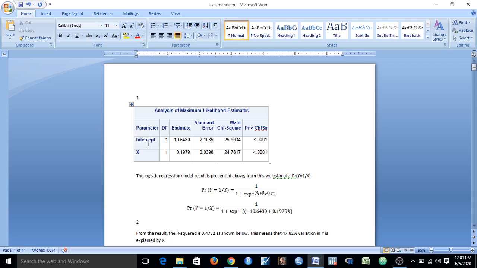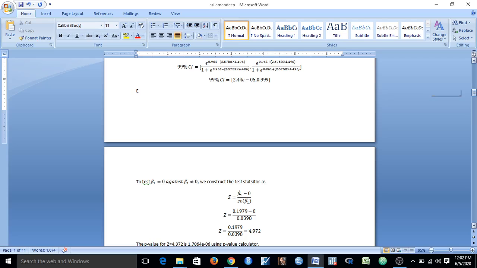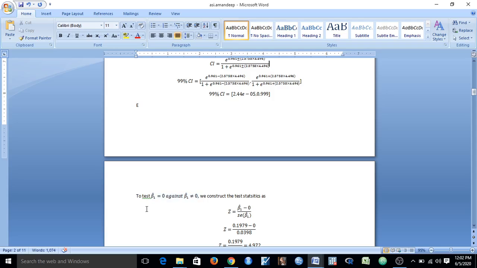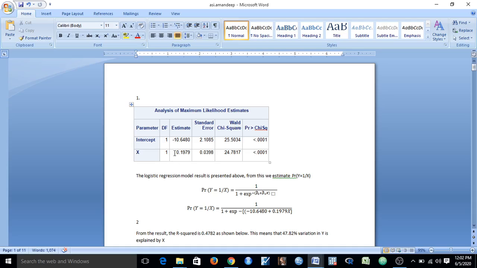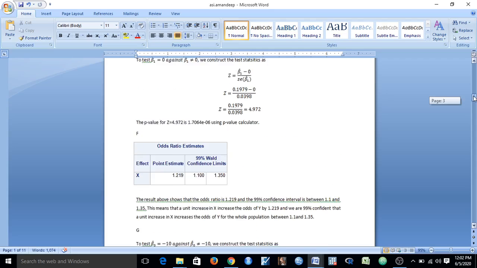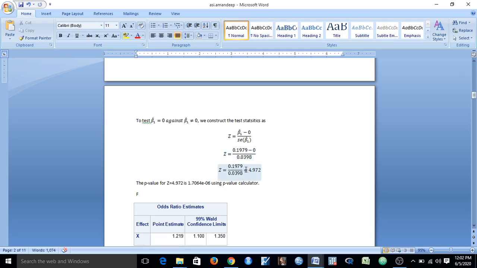Actually, the software has provided this for us. It says the probability is less than 0.01, but we can come here and see, in order to test for beta 1, we will construct the test statistic as z equals to estimated beta 1 minus 0 over the standard error of the estimated beta 1, and we can see from here that the beta 1, which is x, is 0.1979 and the standard error is 0.03398. So what do we have? So z is 0.1979 over 0.0398, that's 4.972.